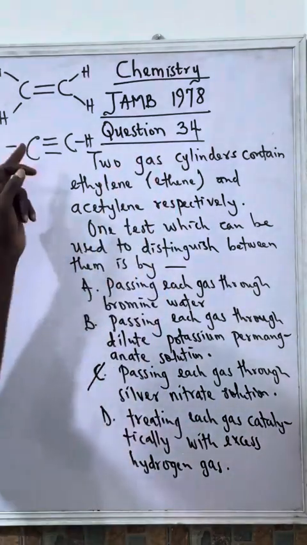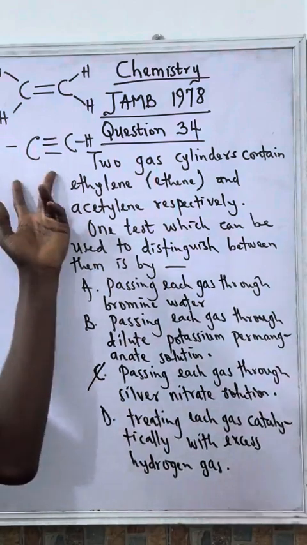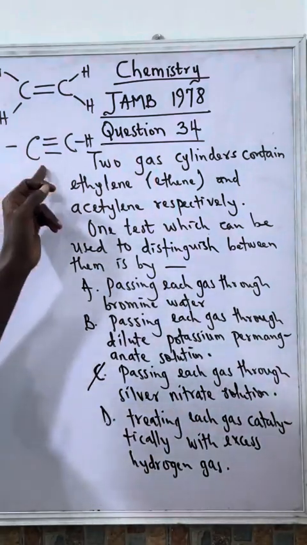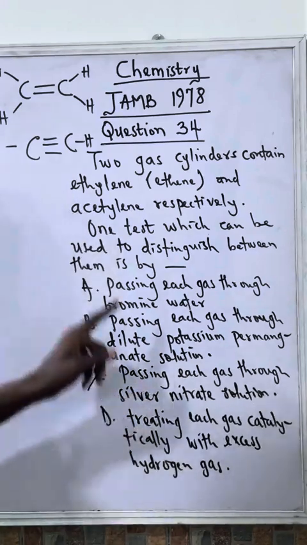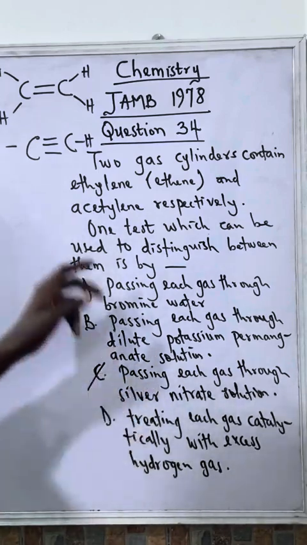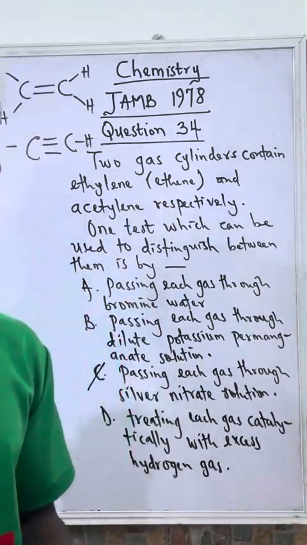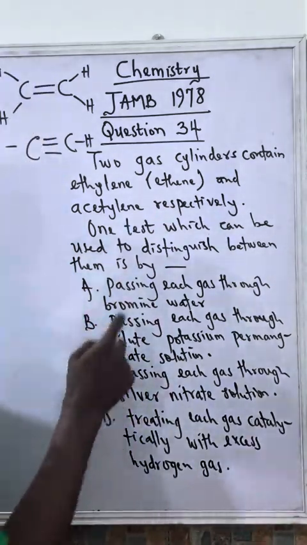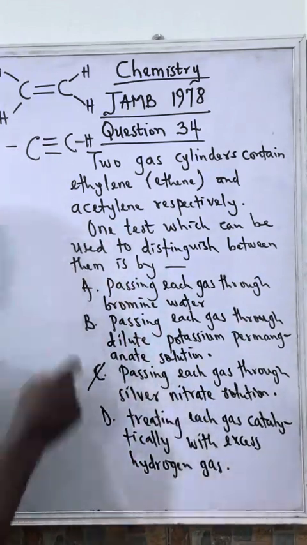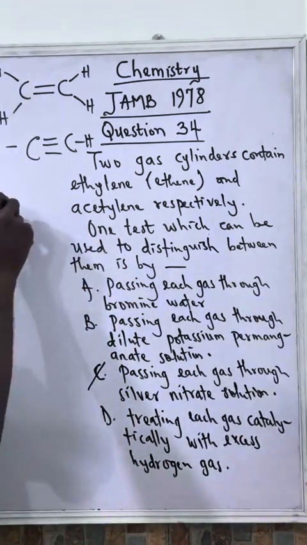Nothing will occur. But concerning this, because this is slightly acidic, the silver will bond with this. It is easy for the silver to replace the hydrogen because it is slightly acidic. So in that regard, the silver will replace the hydrogen to form what we call silver acetylide. That's Ag2C2.